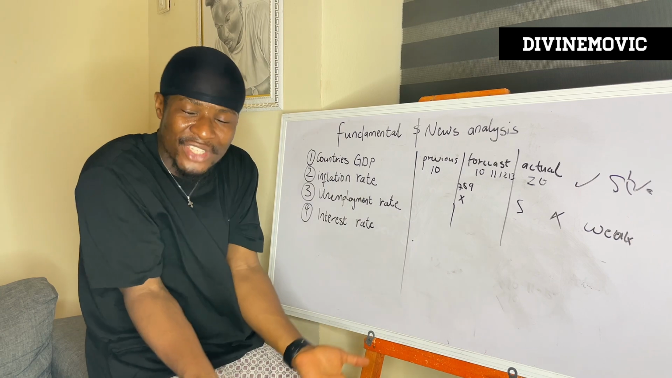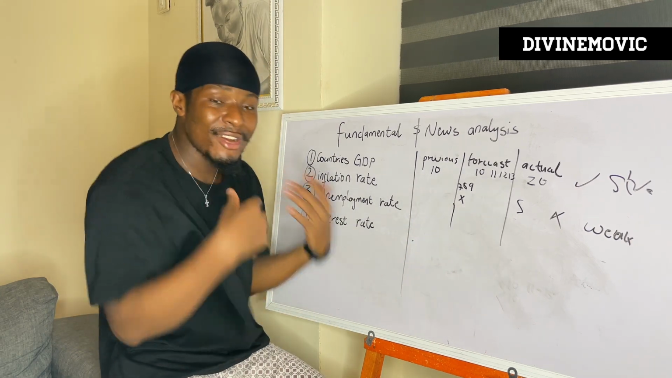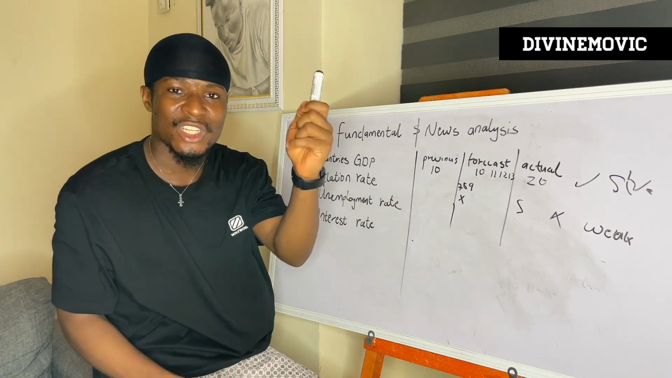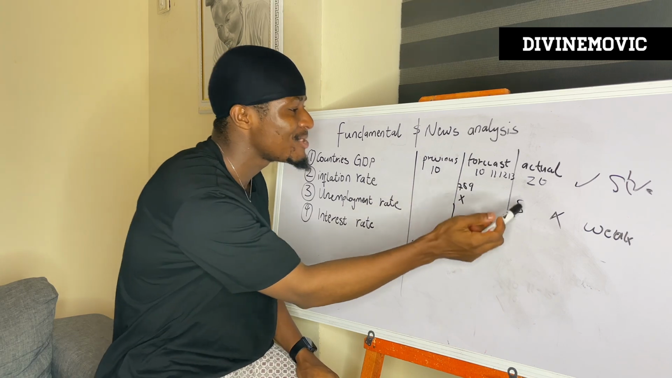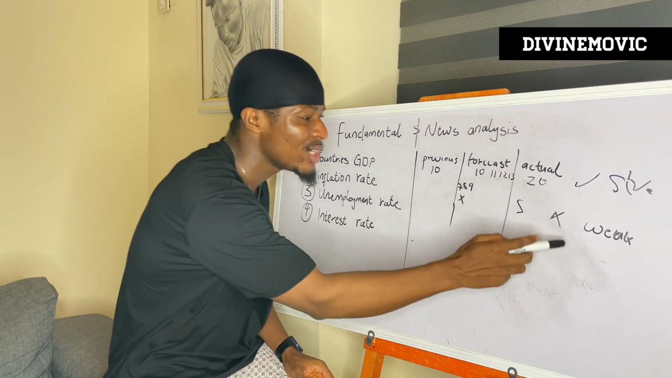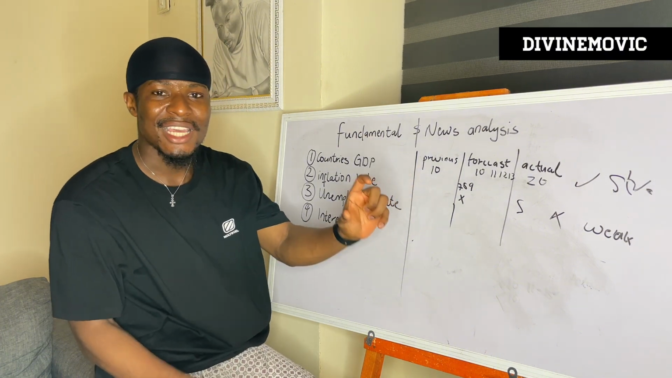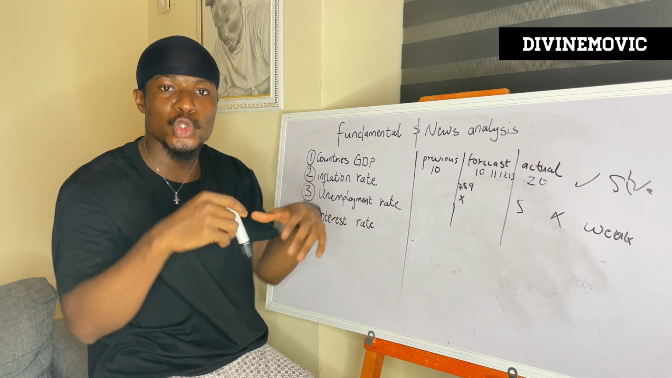And if the news eventually comes out and it's 20, it means that the news is actually very good for the economy, which shows that there is strength in the country's currency. Now, if the news comes out below 10, maybe 5, it means that the news is very bad for the economy and it's going to be very weak for the currency. Now, a weak currency shows that it's going to sell. A strong currency shows that the currency is going to buy.